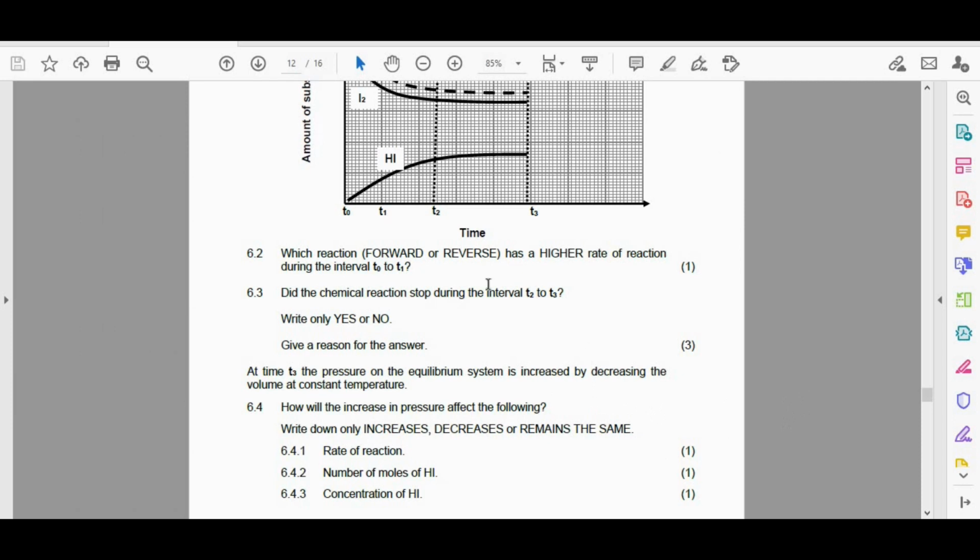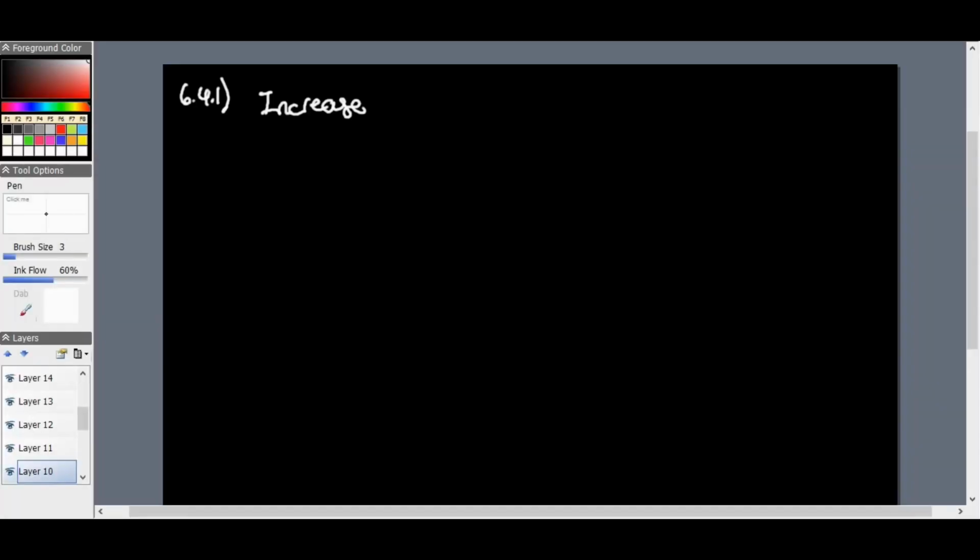6.4.2, the number of moles of the product, hydrogen iodide. Will that increase, decrease, or remain the same? Anybody? What say we on 6.4.2? 6.4.2 indeed remains the same. So the number of moles will not change. The number of moles of the product that is formed will remain the same.